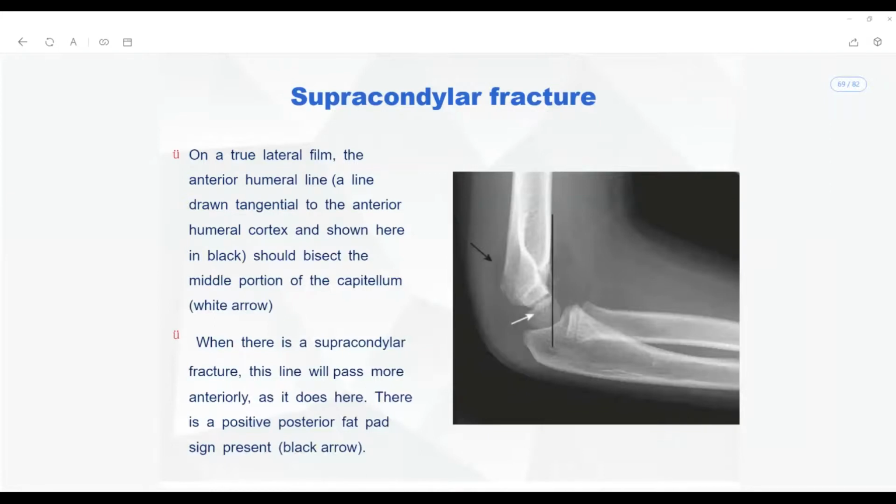And at the same point in time, in these fractures, there can be a radial nerve injury as well, because the radial nerve is passing through this area. So that's the reason there can be a radial nerve injury as well.